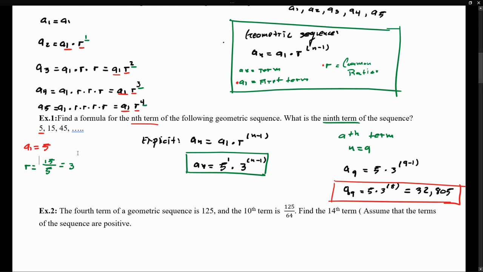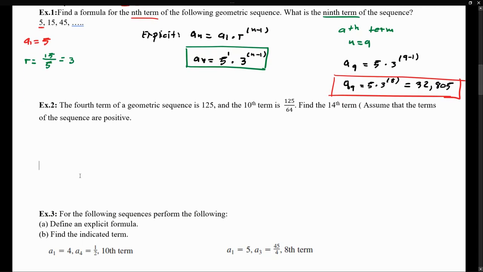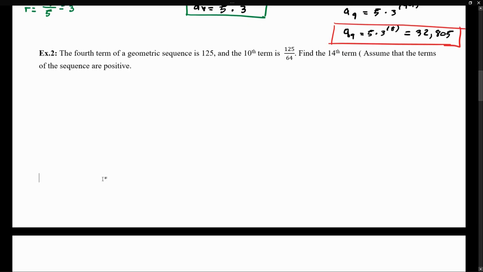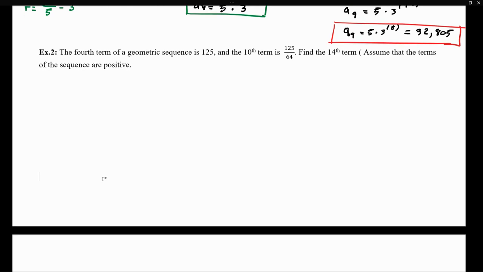Now let's take a look at something a little less straightforward than example 1. So let's take a look at example 2 now. It states the 4th term of a geometric sequence is 125, and the 10th term is 125 over 64. Let's find the 14th term.